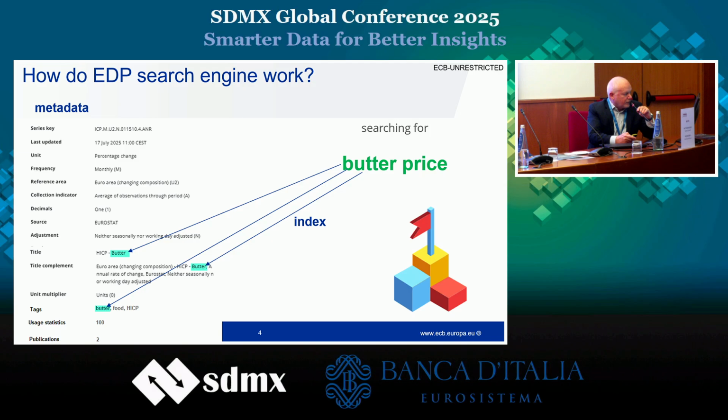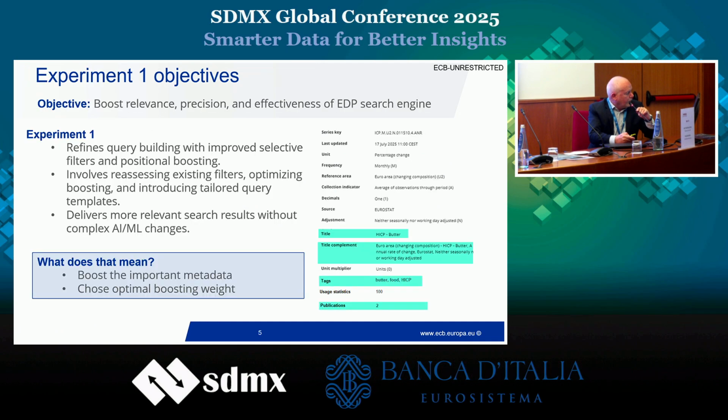If we have an example where we would search for butter price, then butter would be indexed, price probably not, because price would probably cover too many different time series, but butter would be covered. And in that way, the search engine will faster find the series keys related to where butter is used as an index.